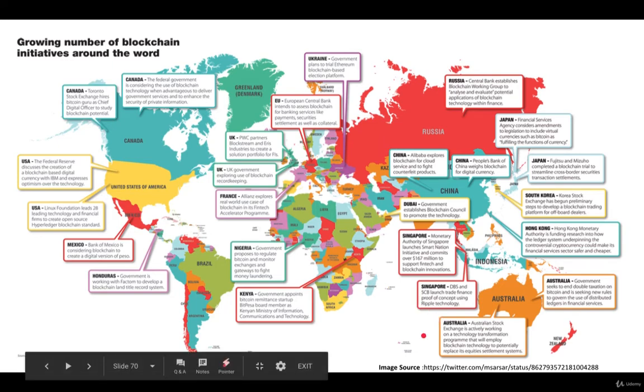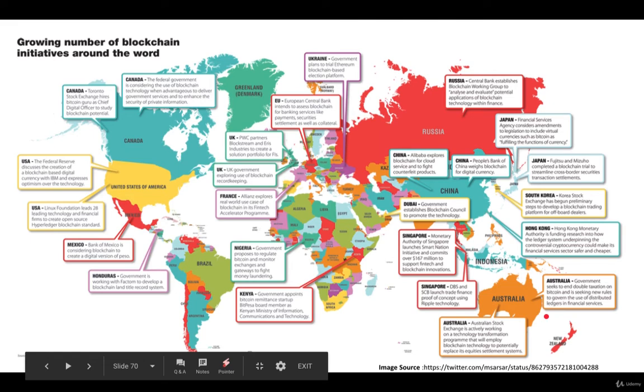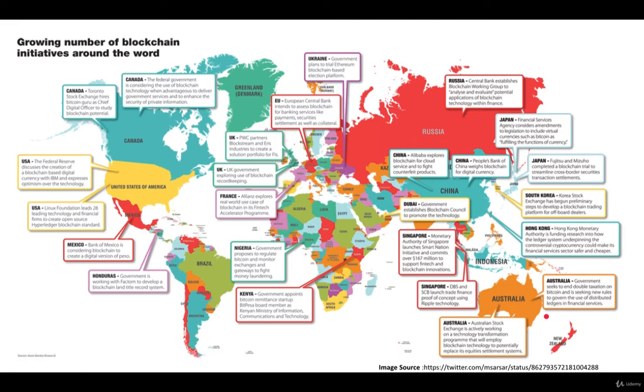Now Australian Stock Exchange is actively working on a technology transformation program which is going to employ blockchain to replace its equity settlement system. Another example in Australia is the government is seeking to end double taxation on Bitcoin and seeking new rules to govern the use of distributed ledger in financial services. So as you can look at the major applications, it is more about bank and the government sector.